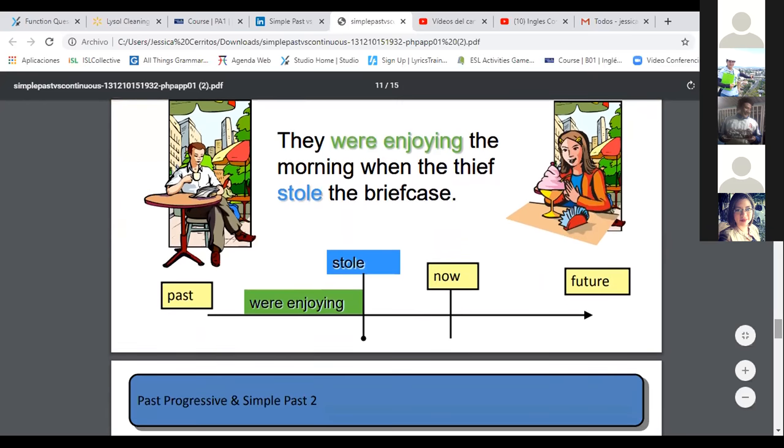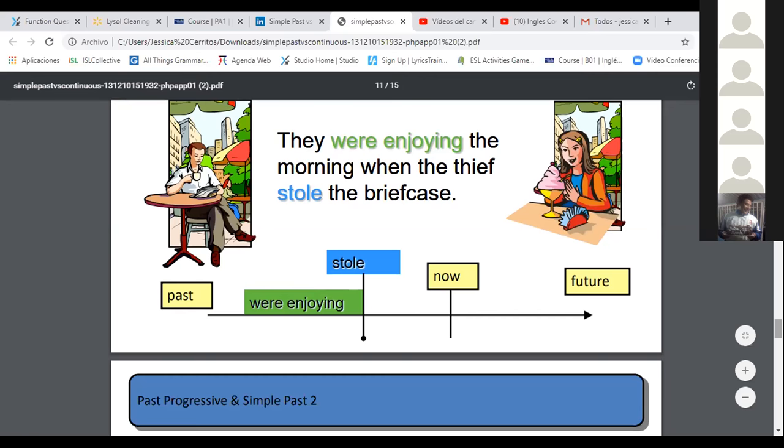So here we have the past, we have now, and we have the future. Between this period of time, something happened, all right? So they were enjoying when someone, or the thief, stole the briefcase. One action was happening when the other one interrupted, yes? I was trying to get in the class when, I don't know, when he came home.